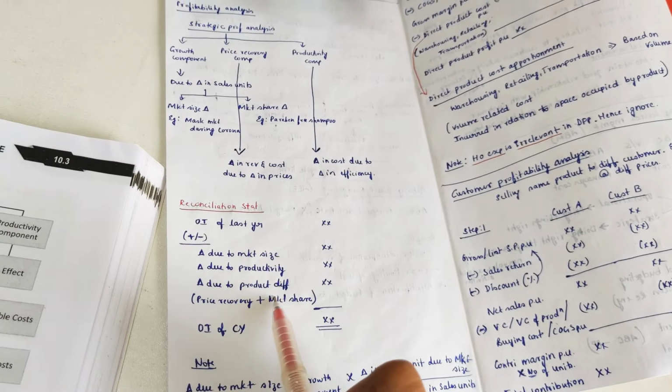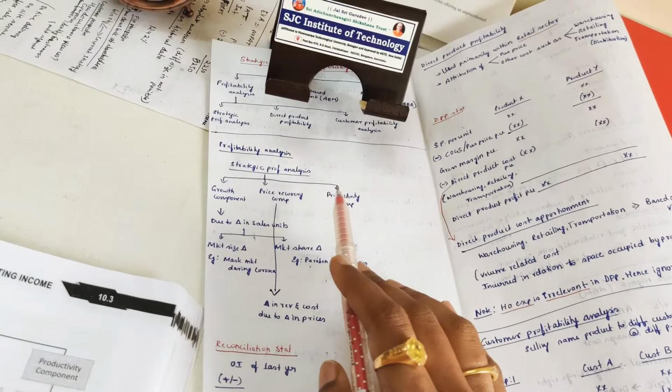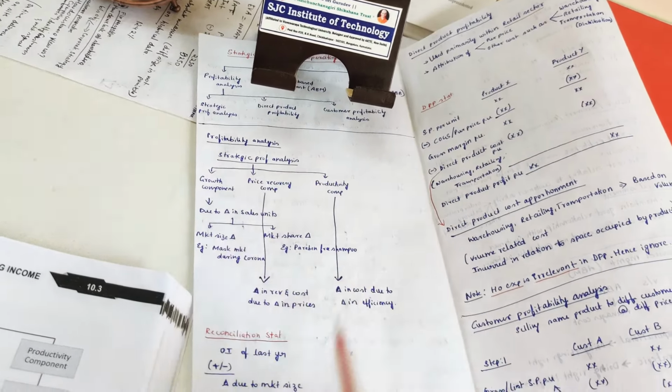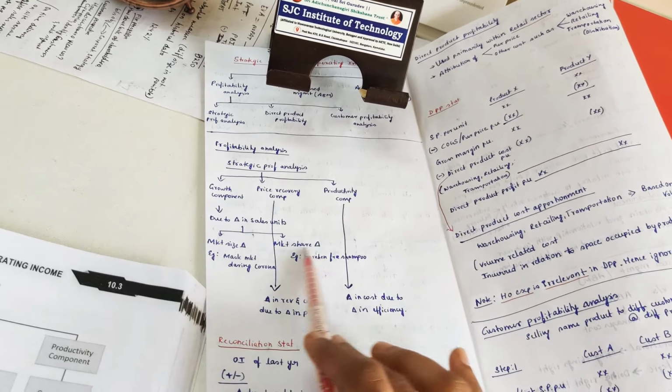This change is because of two things. Product differentiation change is because of two things: one is the price recovery component, the other one is market share.